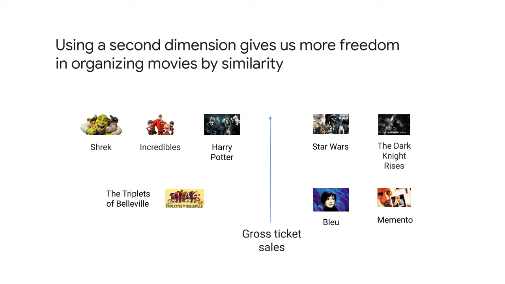Harry Potter is in between the cartoons and Star Wars in that both kids watch it, some adults watch it, and it's also a blockbuster. Notice how adding the second dimension has helped bring movies that are good recommendations closer together in our space, and it conforms much better to our intuition about movies. Now, do we have to stop at just 2 dimensions? Of course not.